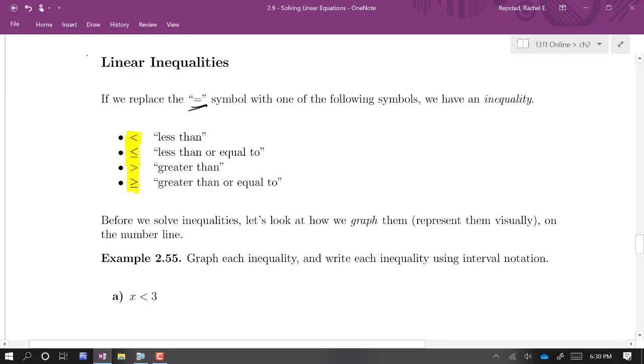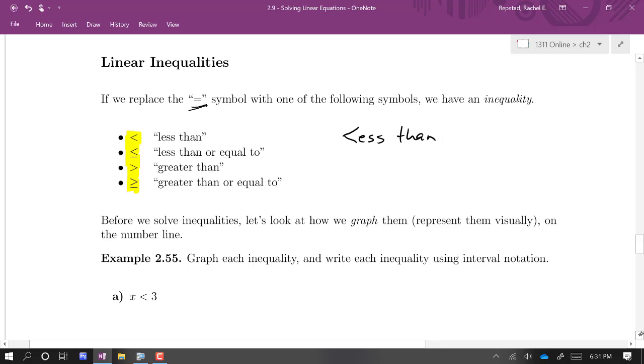And when I was first learning these symbols for less than and greater than in middle school, I would always get confused by them, which one meant which one. And then somebody pointed out to me that the less than sign looks like an L. So that's how I remember which means which.